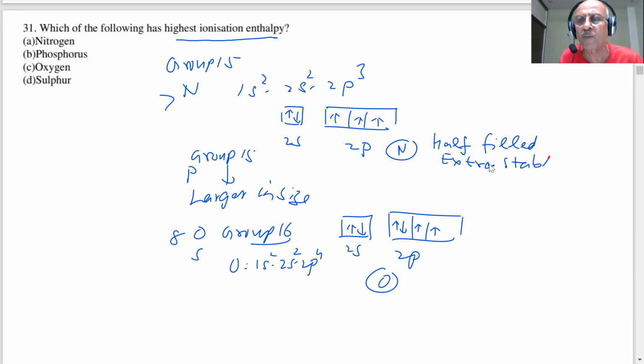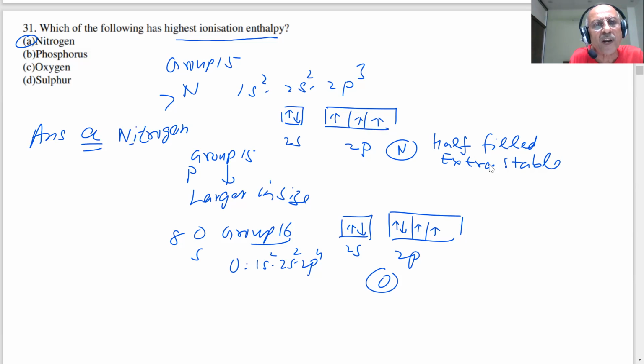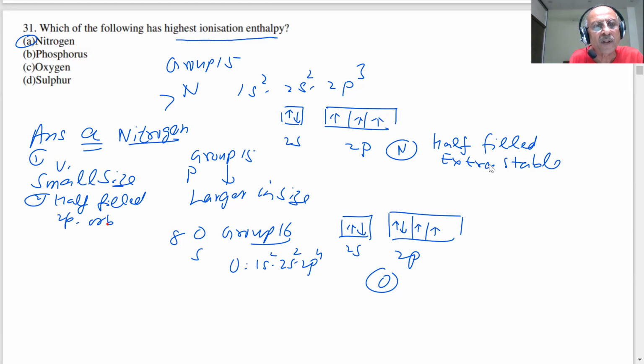More energy will be required to remove an electron. Oxygen has one extra electron. It will be easier to remove an electron from oxygen than nitrogen. So we can say that the highest ionization enthalpy in this case will be, student, the A answer. Our answer is A, nitrogen. For the reasons, student, nitrogen has a very small size, that is one, and second reason we have given, it has extra stability due to half filled. Half filled 2p orbitals are extra stable.